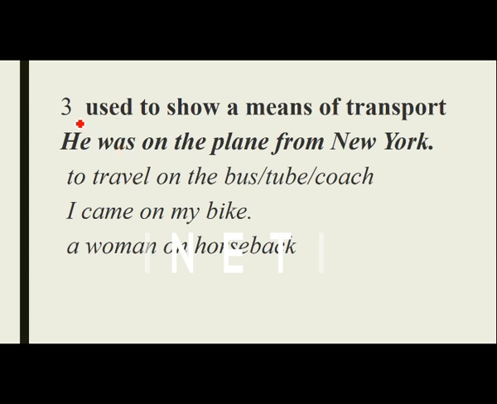Now point number 3, used to show a means of transport. He was on the plane from New York. Here we will use the preposition on for plane, bus or tube, coach. To travel on the tube, travel on the bus or travel on a coach. I came on my bike. Here we would use the preposition on for bike. A woman on horseback. Here on is used.